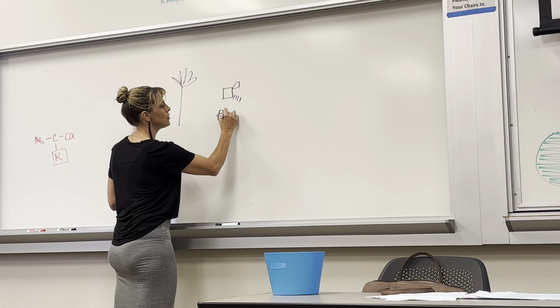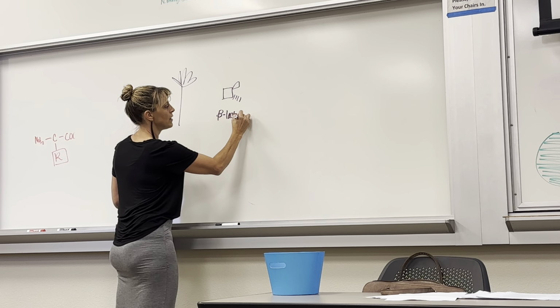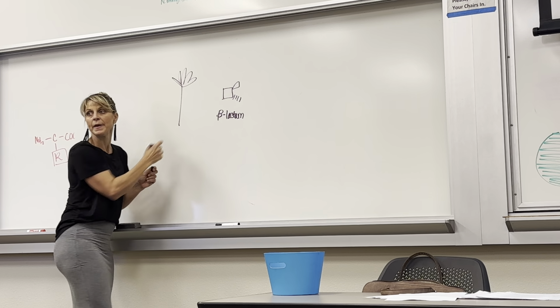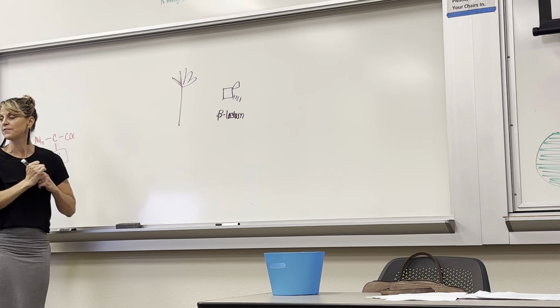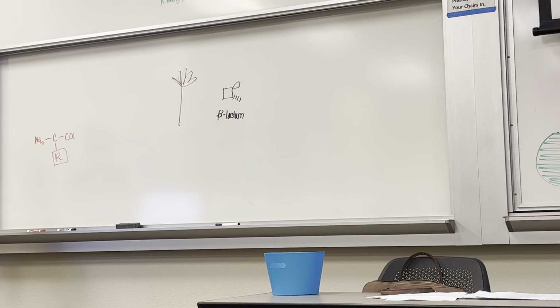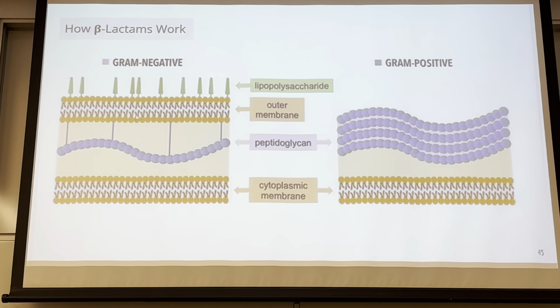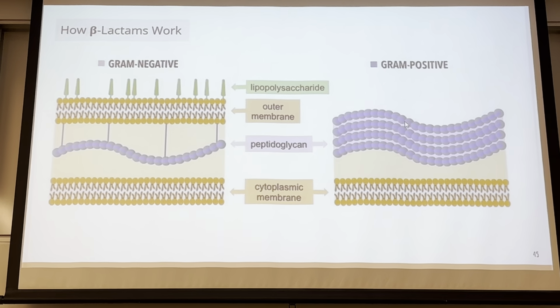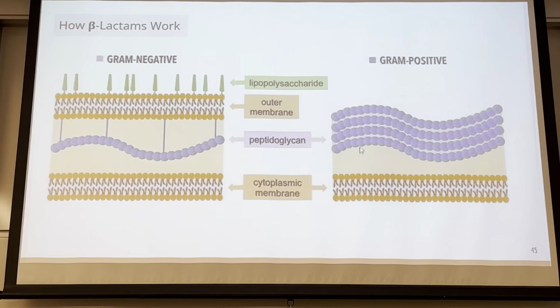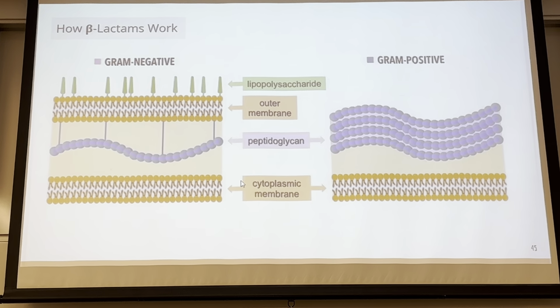Yes, it's a chemical that the penicillium mold makes for itself to defend itself against bacteria. So let's figure out how it does that. This looks recognizable, right? Here's a gram-negative bacteria, here's a gram-positive bacteria. Here's the peptidoglycan, here's the outer membrane of gram-negatives, here's the really thick peptidoglycan layer of gram-positives.